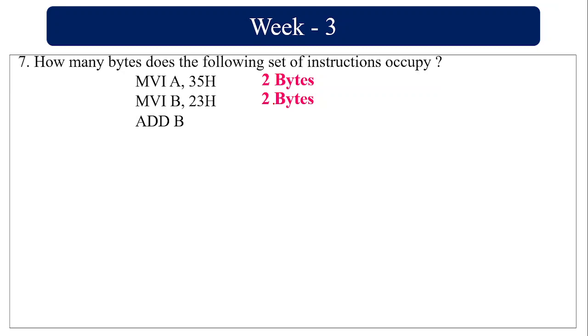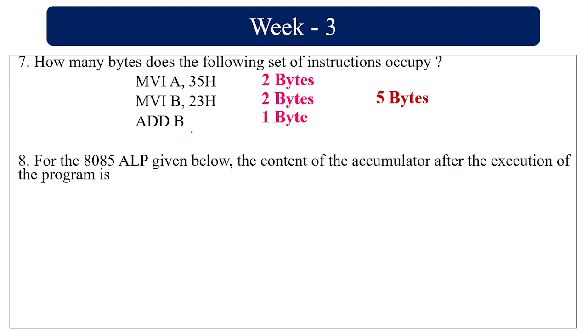Suppose instead of this 8-bit data, there is 16-bit, that is, if they give an address, then it is going to be 3 bytes. Or if it is LXI H, 2050, 2050 is 16-bit, so it is going to be 3 bytes. So here it is 8-bit, so it is going to be 2 bytes. For ADD B, the mnemonic alone is 1 byte, so totally it is going to be 5 bytes.